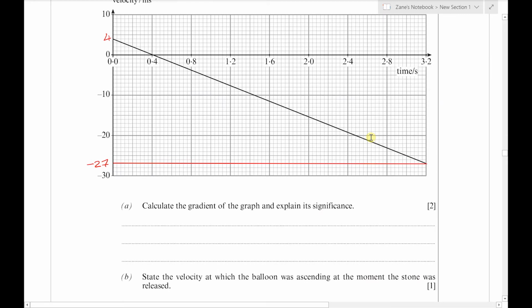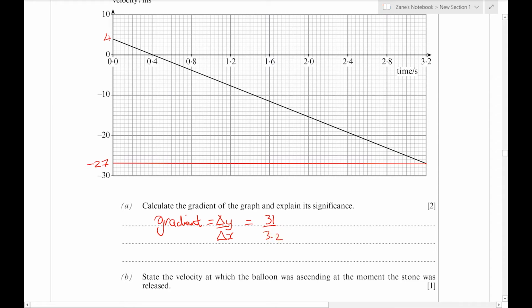For part A, we're asked to calculate the gradient of the graph and explain its significance. When you find a gradient, it's always a good idea to make your line into a large triangle, so I'm using the entire length of the line. The gradient is the change in y divided by the change in x. Here y goes from 4 at the start to minus 27, so that's a difference of 31. I've got to be careful there because I've seen a few people think that difference was 23. Difference in x is 3.2.